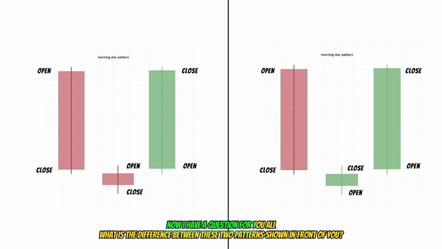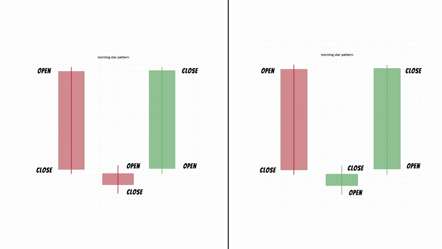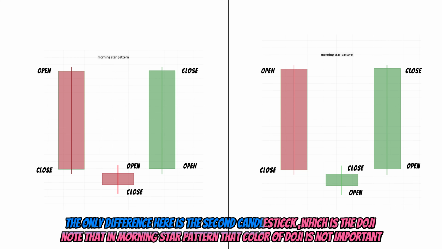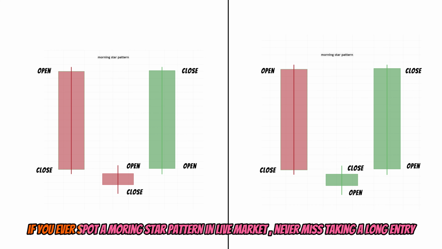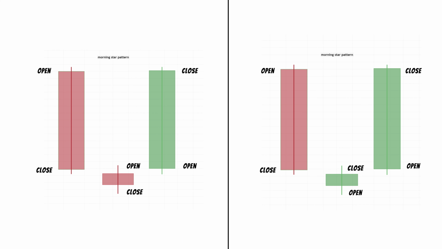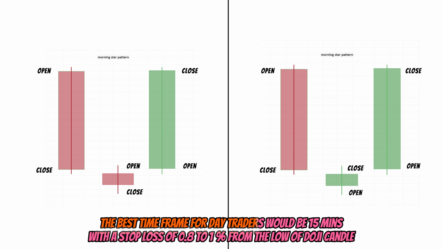Now, I have a question for you all. What is the difference between these two patterns shown in front of you? Comment down your answers. The only difference here is the second candlestick, which is the Doji. Note that in the morning star pattern the color of the Doji is not important. Morning star is a 3 candlestick pattern, which is a strong indication of bullish power. If you ever spot a morning star pattern in the live market, never miss taking a long entry. The best time frame for day traders would be 15 minutes, with a stop loss of 0.8 to 1% from the low of the Doji candle.